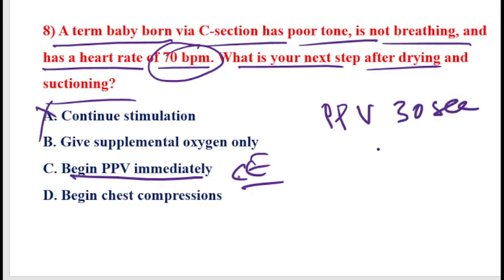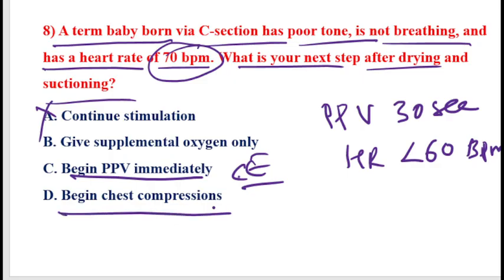Even after 30 seconds of positive pressure ventilation, if the heart rate goes less than 60 beats per minute, in that condition we have to go for chest compression. Chest compression is done later, not now at this stage. So option C is the correct answer here, begin with positive pressure ventilation immediately.